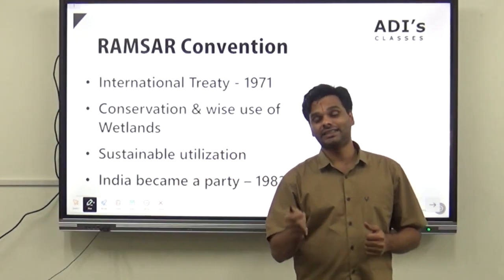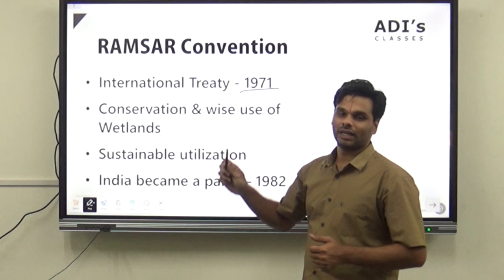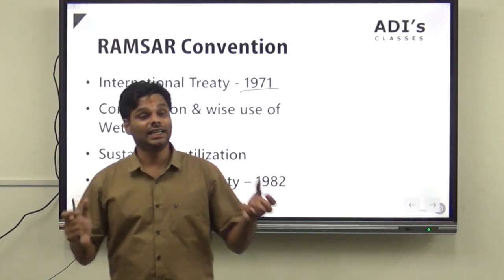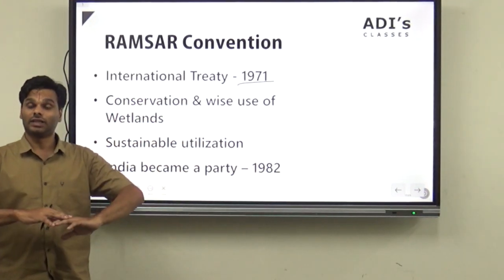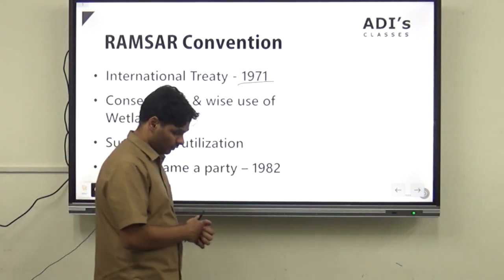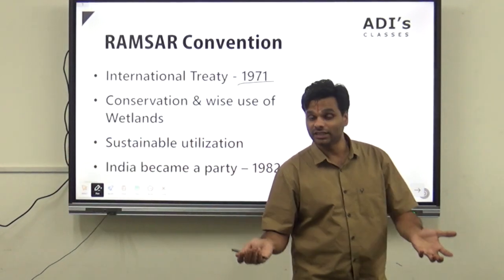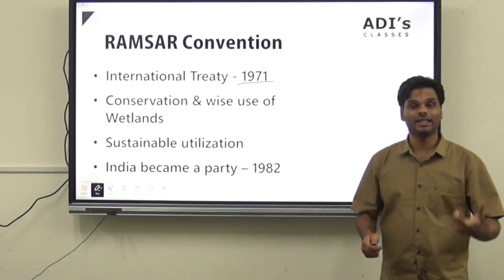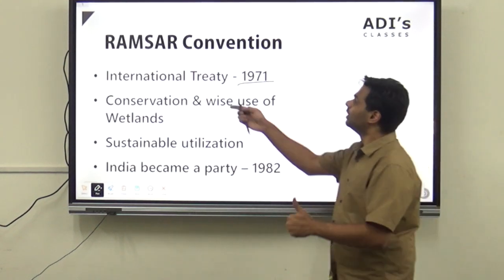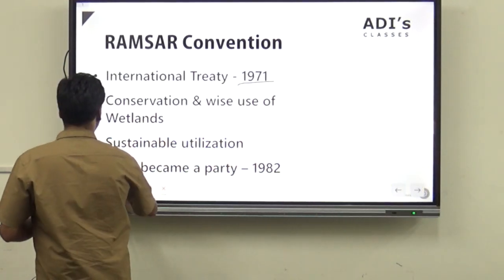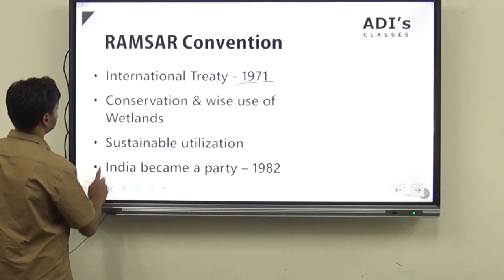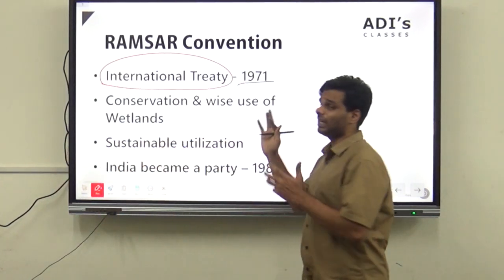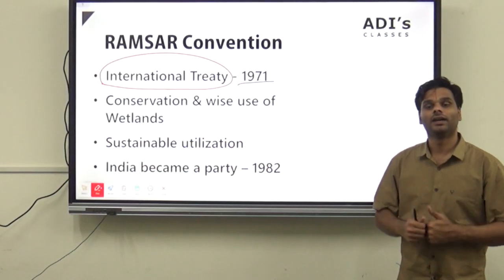Okay. So in 1971, this treaty came into the picture. It's an international treaty. So the last three classes we have been discussing what is an international treaty. What is an international treaty? An international treaty is a legal framework, right? So even the Ramsar Convention is an international treaty. That means it's a legal framework that can be used to protect wetlands.